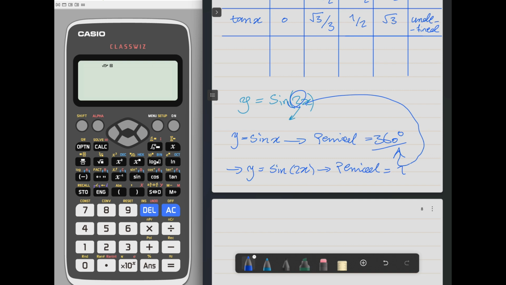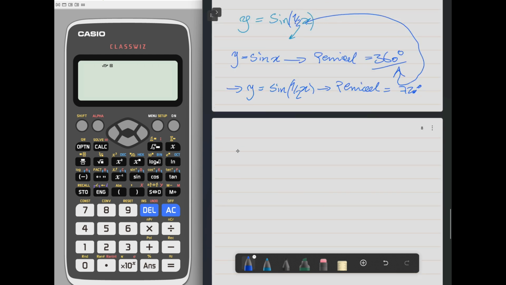equal to 180 degrees. So if this one was 3, then this would have been 120 degrees. So if this one was 1 over 2, then 360 degrees over 1 over 2 is going to be 720 degrees. So this is the same for cosine as well, and for tan as well.